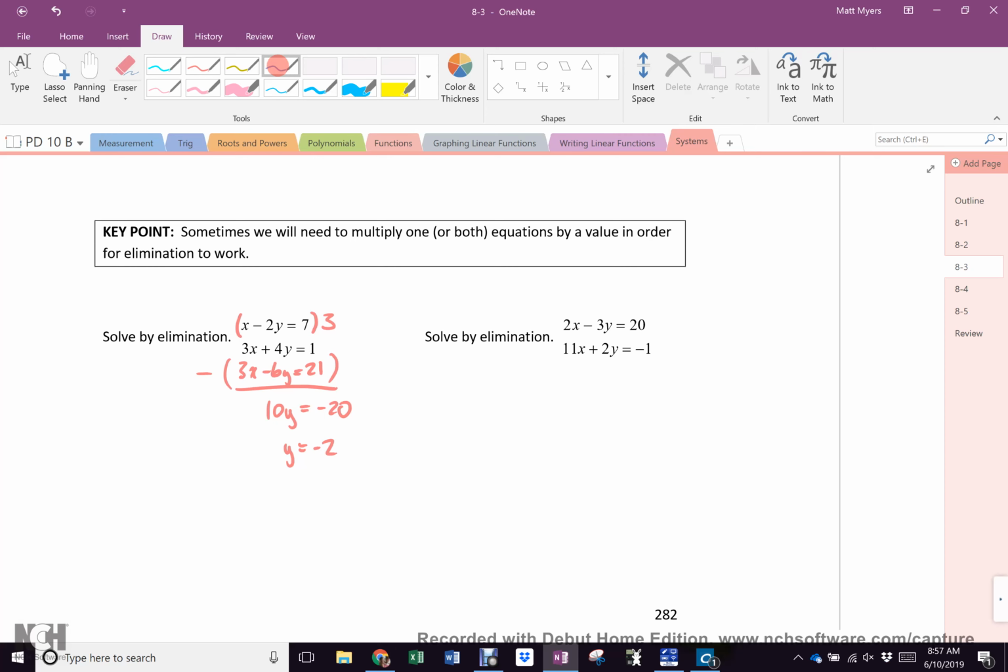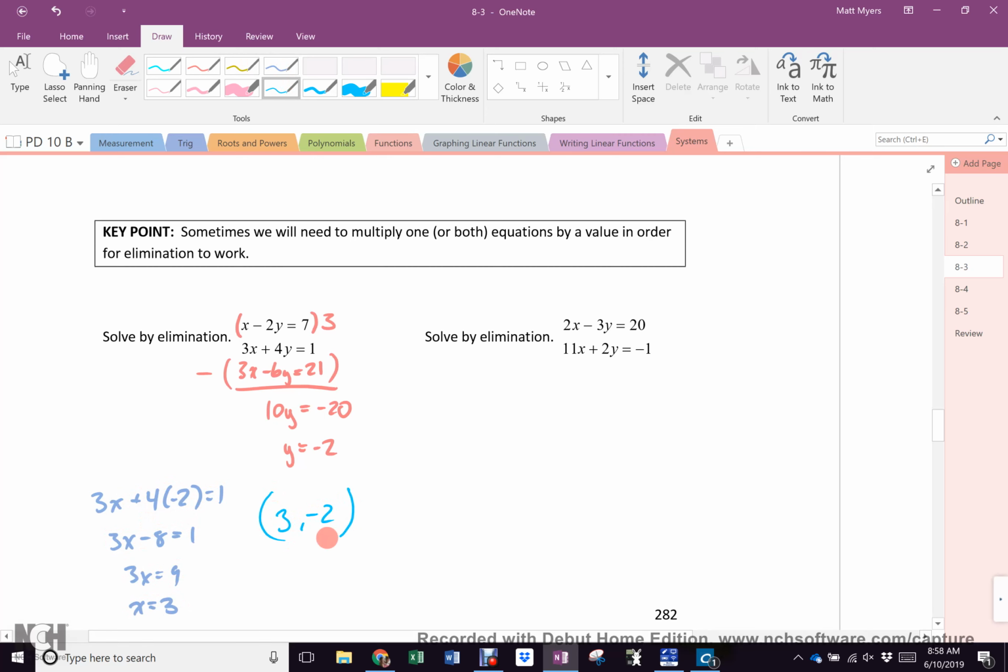Anywhere I see a y. Do I see a y there? So could I put negative 2 there? Do I see a y there? Could I put negative 2 there? Yes, and they will all give me an x. I'm going to use this one. What is my answer?